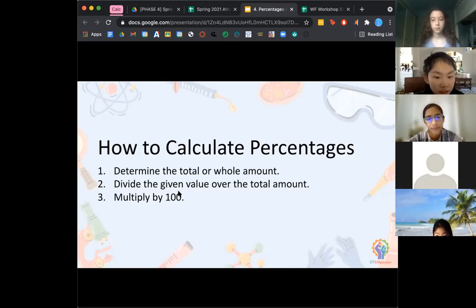What does divide the given value over the total amount? Yeah, good question. So it's kind of confusing when you haven't seen a problem, but let's say, for example, I said 25 is what percent of 100? 100 is the total, and 25 is the given value. So you do 25 over 100. You get 0.25, and then you multiply that by 100, and you get 25%.